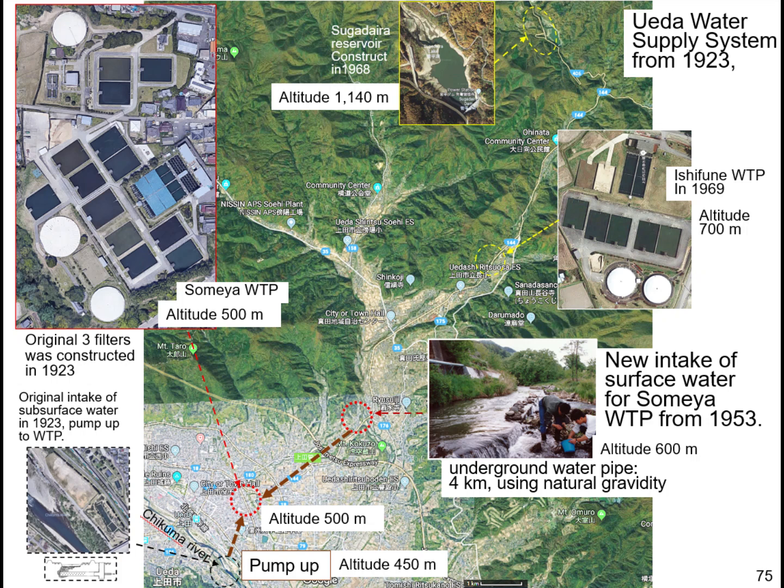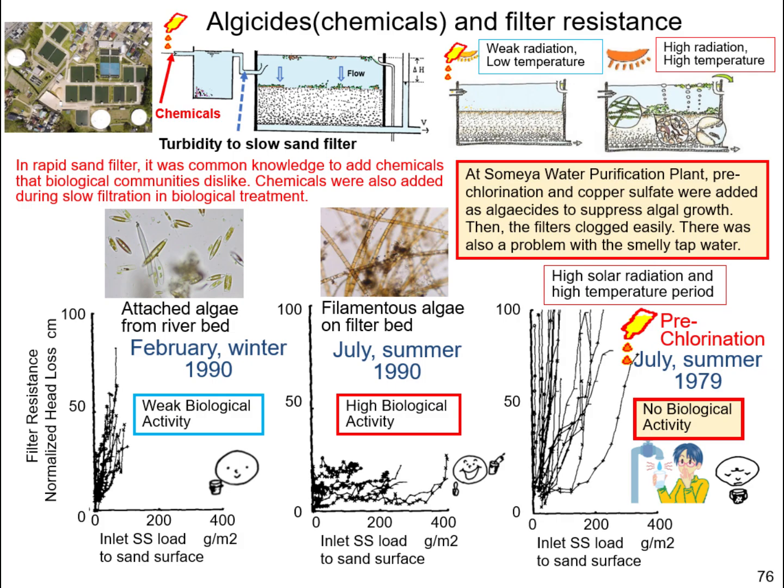After that, the tap water turned bad tasting. At that time, algicide was used to kill algae in the filter pond. At the Sumiya water purification plant, prechlorination and copper sulfate were added as algicides to suppress algal growth. Then the filters clogged easily. There was also a problem with smelly tap water.